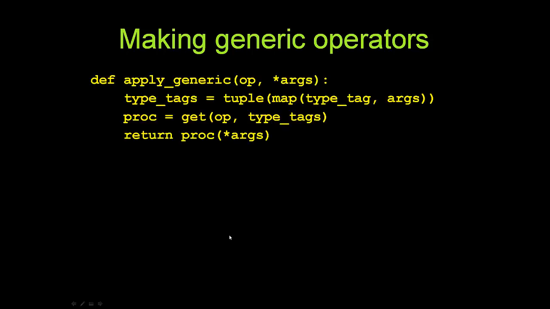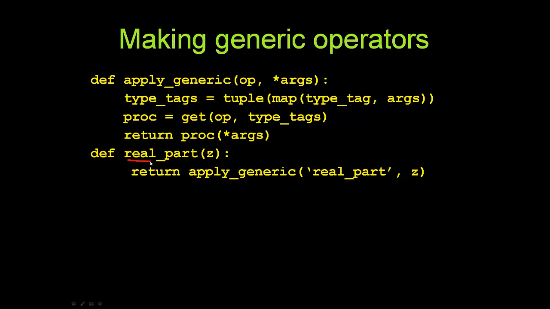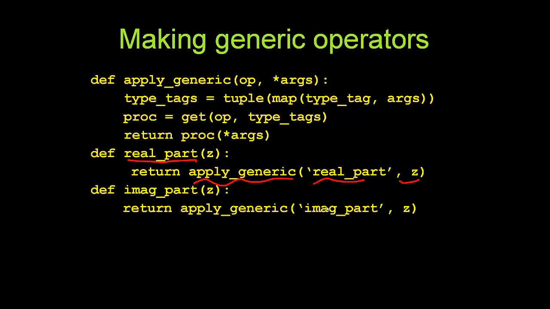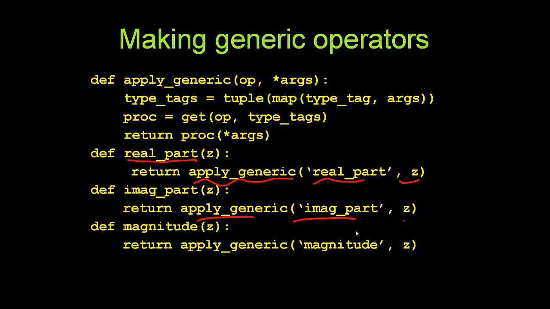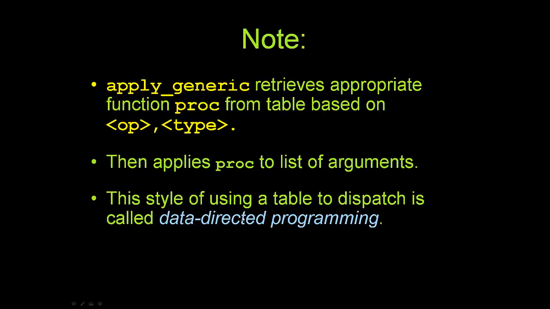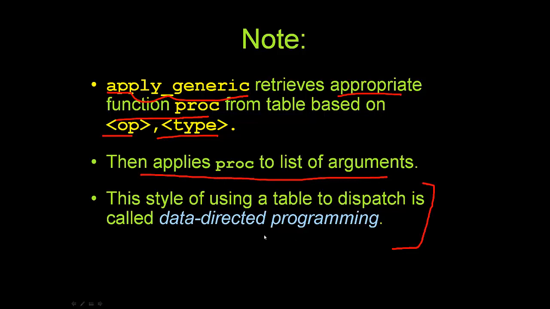Let's take a look at how you actually do the generic operators. Let's say you want to do real part of z. Then you just use apply generic with real part and z. For imaginary part, you apply generic with imaginary part and z, and so forth. Now what happens is that apply generic will retrieve the appropriate function, or prop, from the table based on op and type. Then it applies prop to the arguments. This style of programming, as I mentioned, is called data-directed programming.